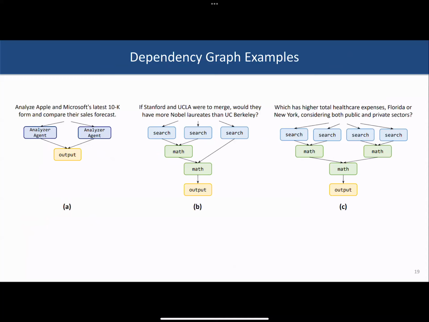So those are the system components and how the user can configure our framework. Let me get into the evaluation of our framework. Before we do so, I would like to illustrate some of the examples that the user may give to our framework, and how LLMCompiler is expected to decompose them into a dependency graph.